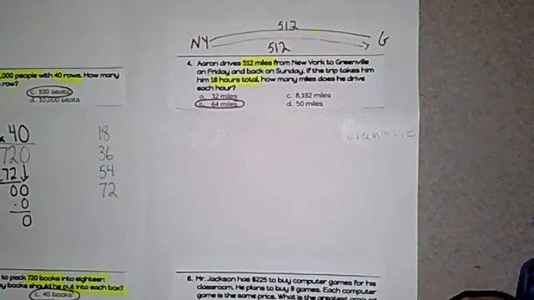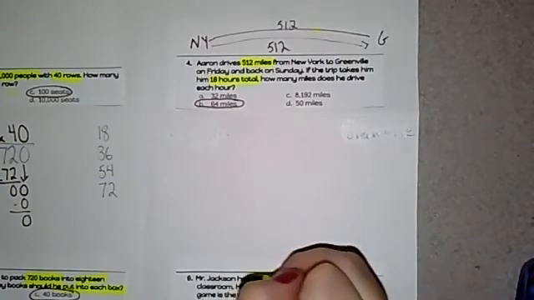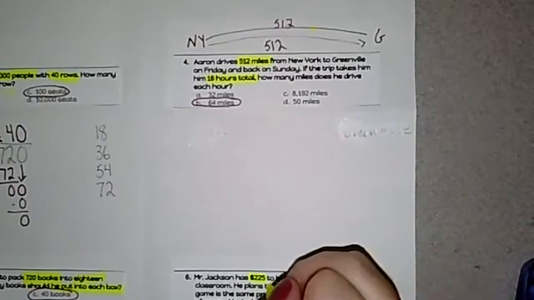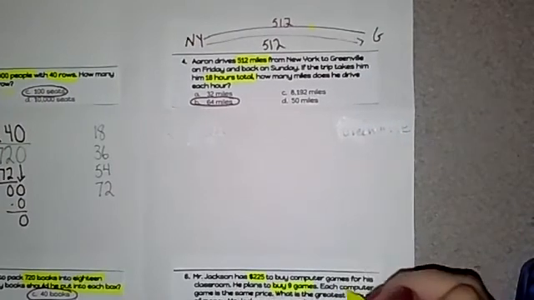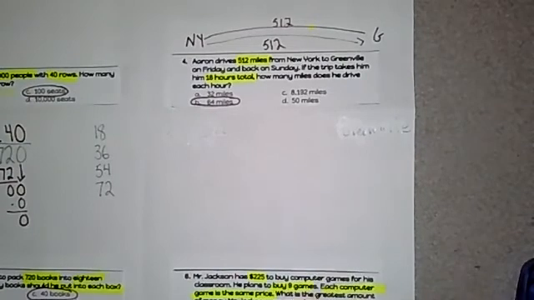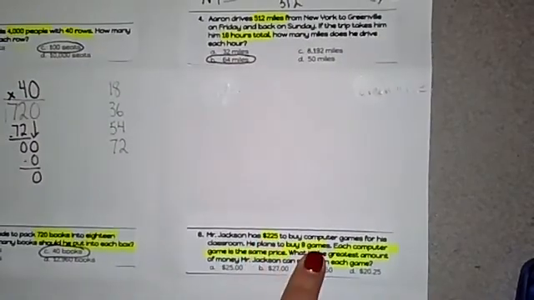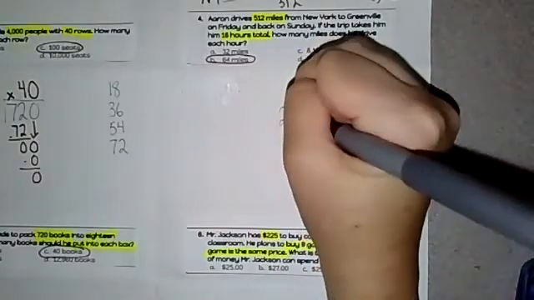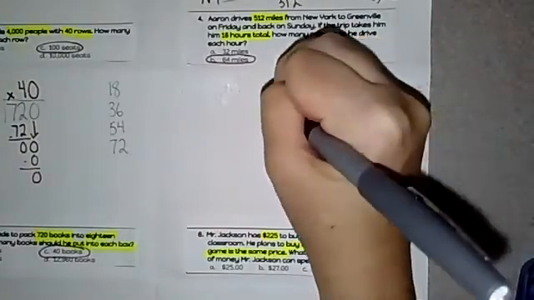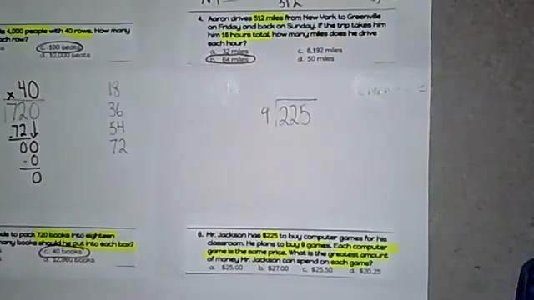All right, here we go. Mr. Jackson has $225 to buy computer games for his classroom. He plans to buy 9 games. Each computer game is the same price. What is the greatest amount that he can spend on each game? So this is division because he's got a total of 225 to divide between 9 games. Write this down. 225 divided between 9 games.